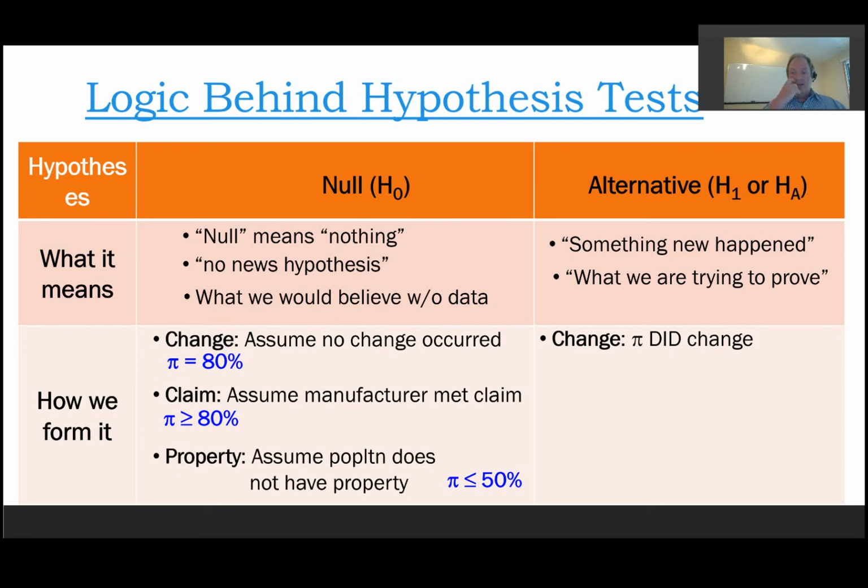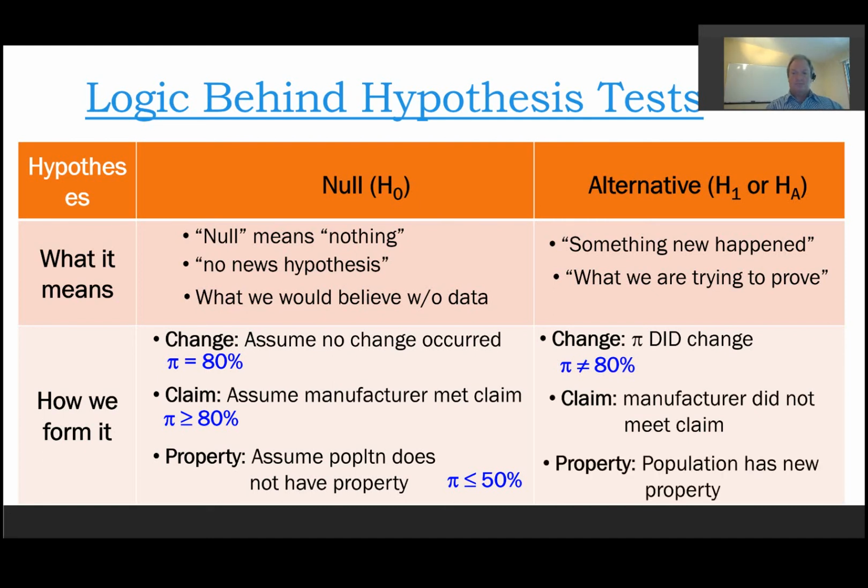If we're looking to see if a change occurred after the population, the alternative would say, yes, it did. Or in other words, the percentage wasn't equal to 80%. If we're testing the manufacturer's claim, it would be that the manufacturer didn't meet the claim, which would be that the percentage of dentists who recommended Colgate was less than 80%. Something new happened, right? If we're looking at the population having a new property, remember, this is what we're trying to prove. So we're trying to show that they're empathetic, or in other words, the population percentage is going to be greater than 50%.